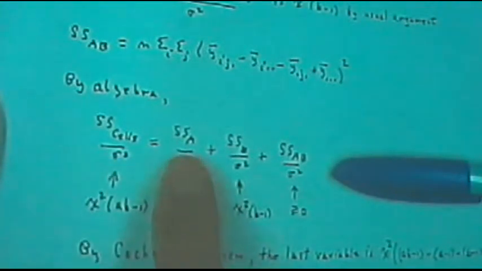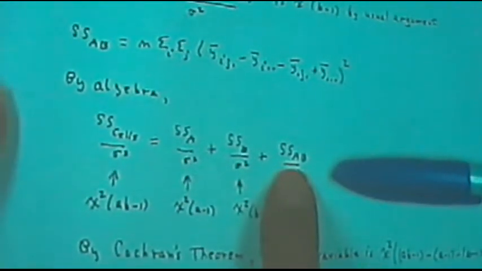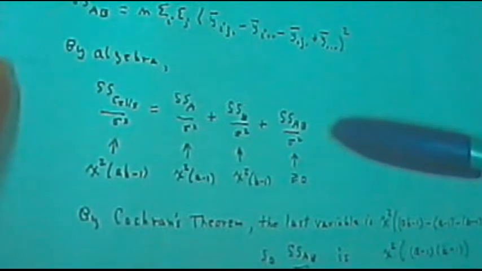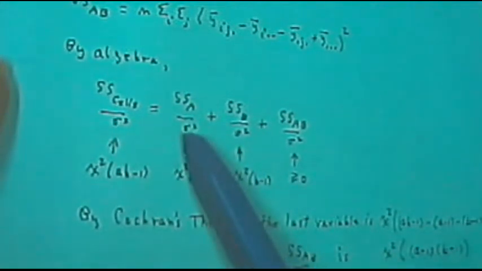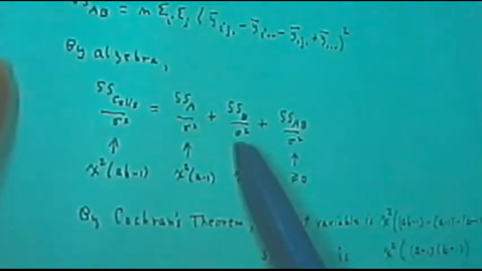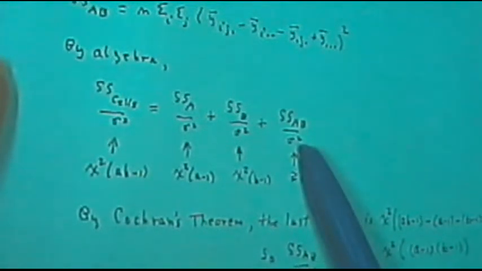And here it is. Remember our algebra, we didn't prove this, but we said it was true. Sum of squares cells equals sum of squares A, plus sum of squares B, plus sum of squares AB. And what do we know about these four pieces? We know this one is chi-square by what we did in A2 above. We know this one is chi-square. We know this one is chi-square. And this is the one we're shooting for. And all we can say is that it's greater than or equal to 0.